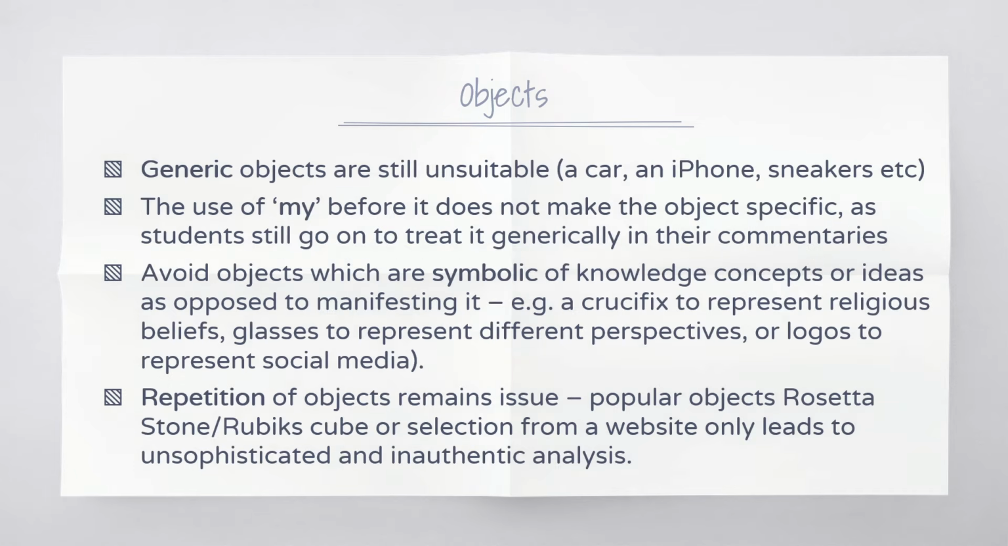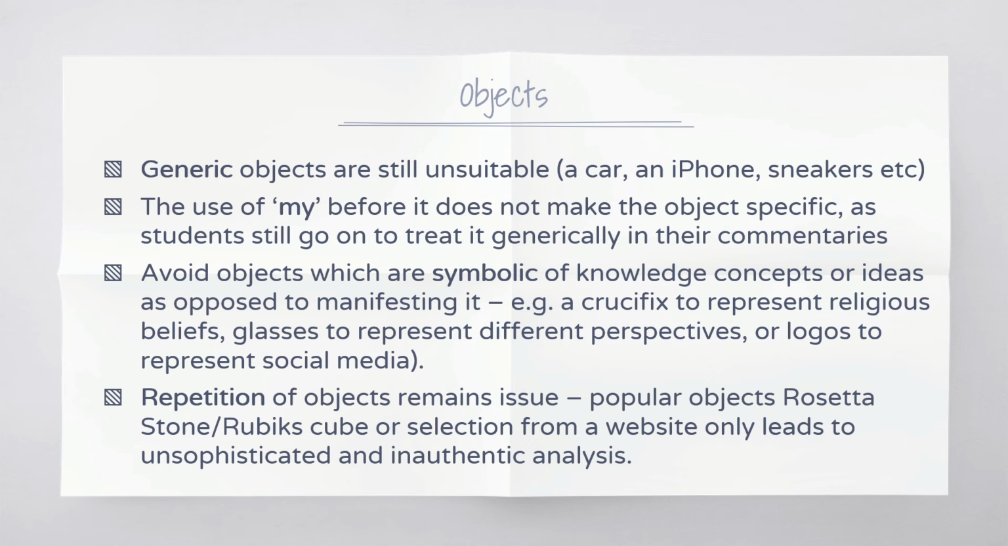Generic objects continue to be used: iPhones, cars, sneakers. These are just simply taken from the internet or just simply taken a photo of. It's also important that you don't try and make them non-generic by just putting "my" in front of them. This does not make a generic object specific because they still go on to treat it generically in your commentary. You should also avoid objects which are symbolic of knowledge.